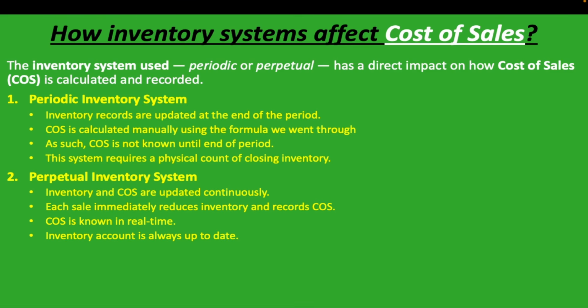And by the way, this system is used by most modern entities like Pick n Pay, for instance. When you buy groceries and they scan the barcode, that immediately removes that product from the system, and it tracks how much inventory has been sold and how much remains with the entity. So this is how the inventory systems affect your cost of sales, and I hope that's made sense. To get more understanding on this, refer to the lesson that I alluded to. The link is in the description below.